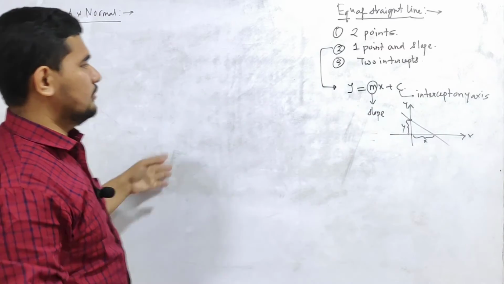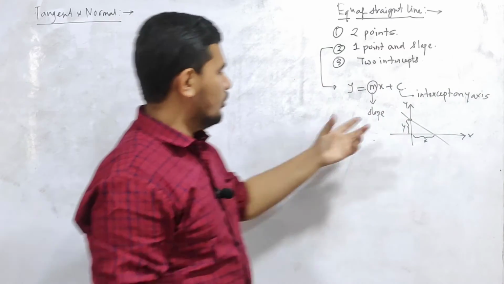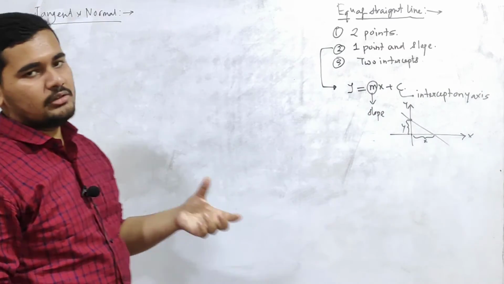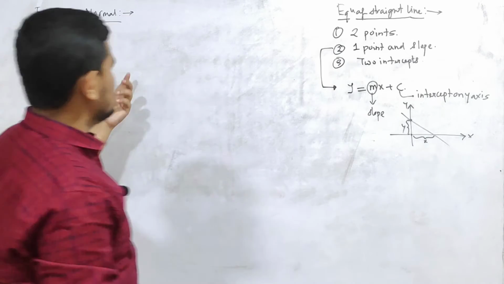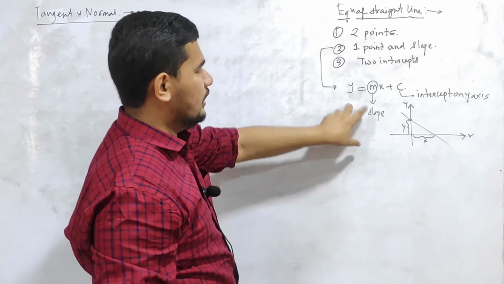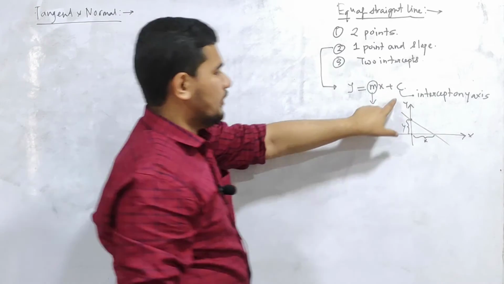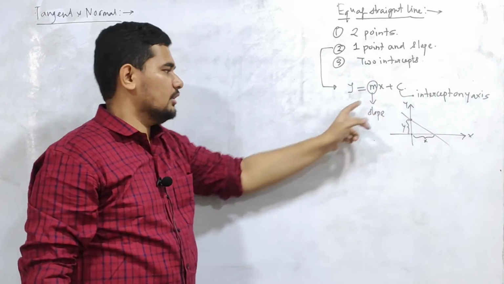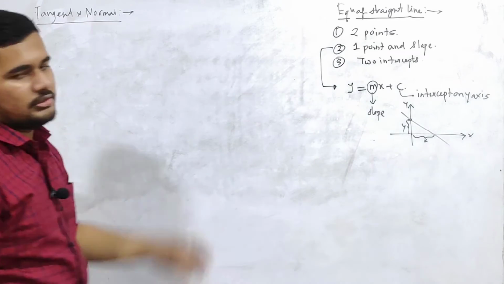But in this chapter we will not be given the slope directly in the question. As this is an application of derivative chapter, you need to find the slope, and then the point will be given. Then you can find the value of c, and after that you can find the equation of tangent and normal.